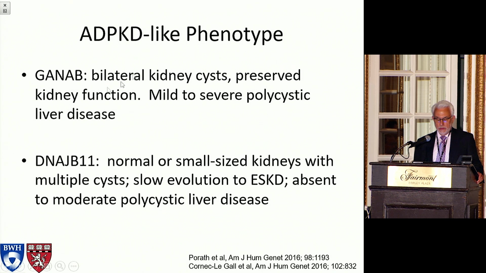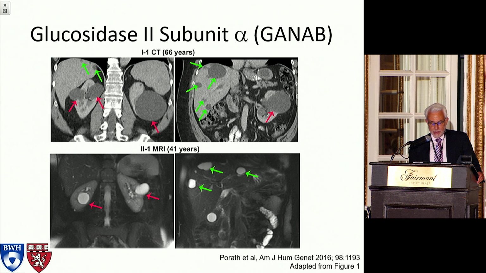There are 2 genes which result in this, GANAB and DNAJB11. These are relatively uncommon. So in GANAB, and I'll show you more examples of this, there's bilateral kidney cysts with generally preserved kidney function and very variable polycystic liver disease. Can be very mild or can be severe. DNAJB11 is associated with normal or small-sized kidneys with multiple cysts, a slow evolution to end-stage kidney disease, and absent to moderate polycystic liver disease.